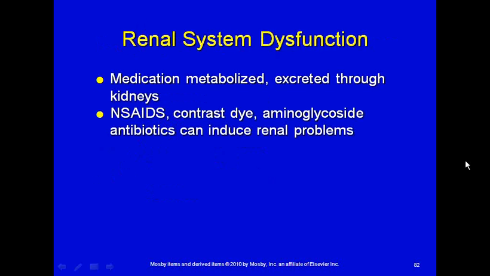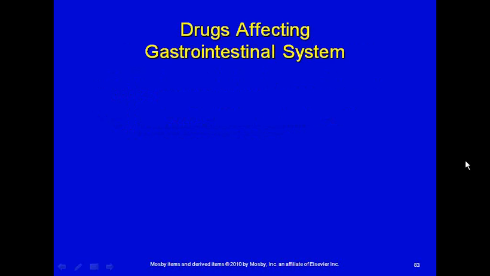Drugs affecting the urinary system. Medications are metabolized and excreted through the kidneys. So certain medications are harder on the kidneys or affect the kidneys more than others. NSAIDs have a tendency to be hard on the kidneys. Contrast dye has a tendency to be hard on the kidneys, as well as aminoglycoside antibiotics can induce renal problems as well.